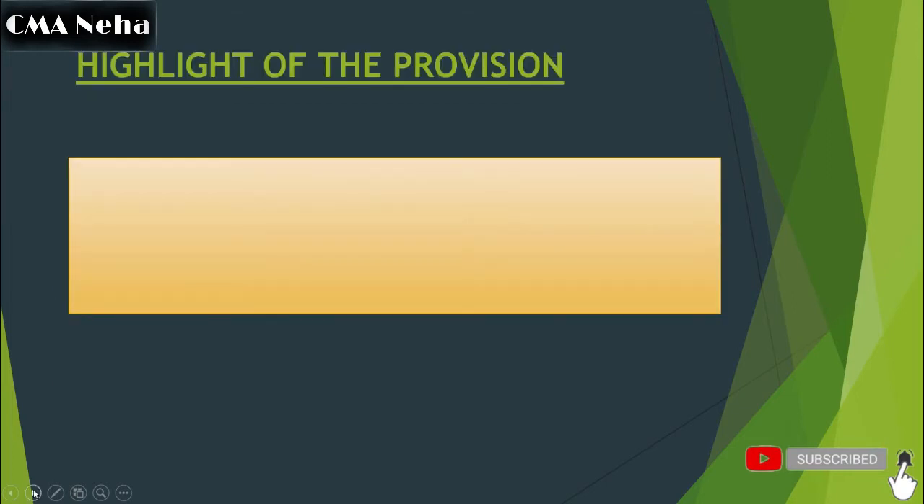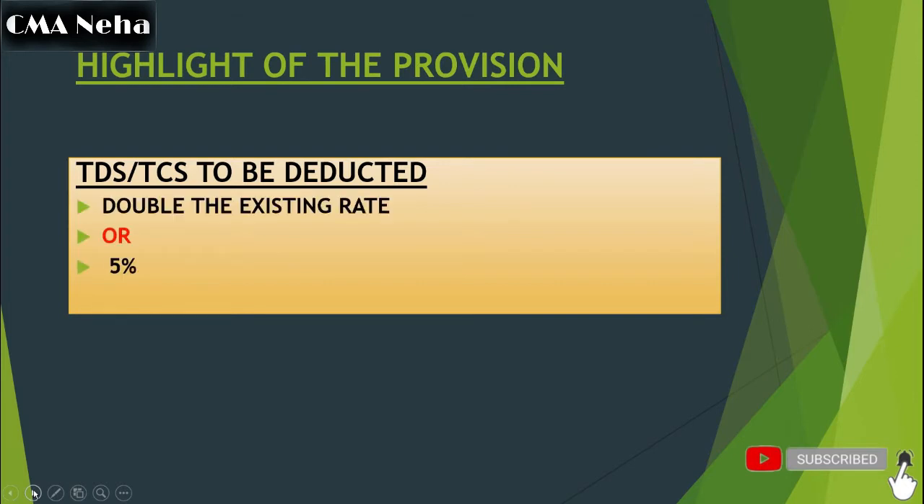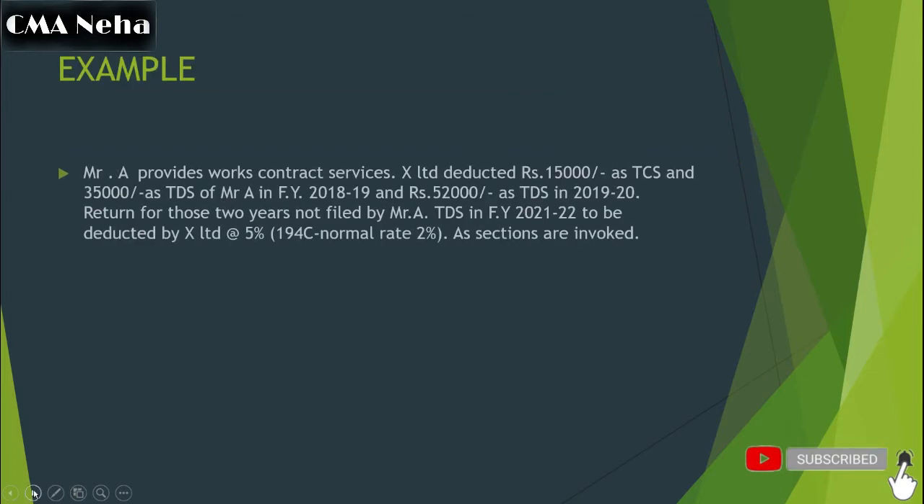So let's talk about what is there in the section. So TDS and TCS जो डिडक्ट होना है इस सेक्शन के अंदर, that will be double the existing rate or 5% whichever is higher. So let's talk about an example. Mr. A provides work contract services to X Limited. So X Limited ने deduct किया था 15,000 rupees as a TCS and 35,000 as a TDS in the financial year 2018-19 Mr. A का and 52,000 TDS in the financial year 19 and 20.